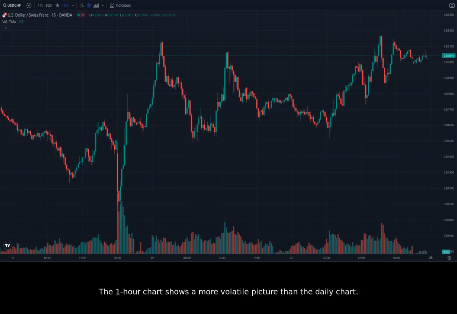The 1-hour chart shows a more volatile picture than the daily chart. There have been several instances of price spikes and pullbacks, creating a choppy trading environment. However, we can see that the price is still trading below the 0.9050 level, which now acts as a key resistance. This indicates that the bearish momentum from the daily chart is still influencing short-term price action.